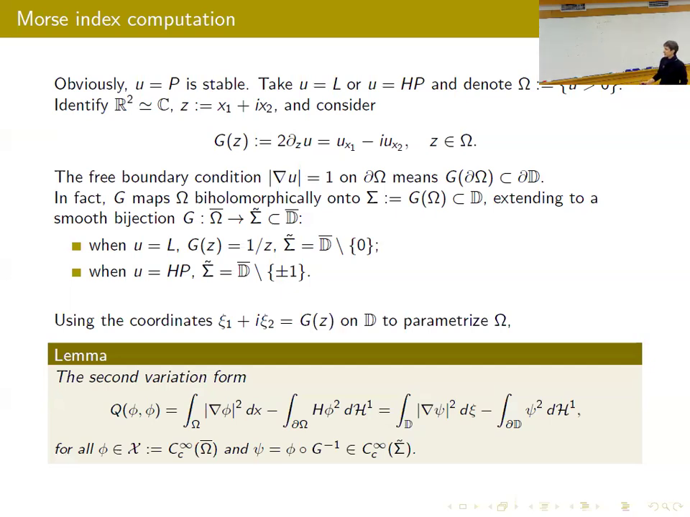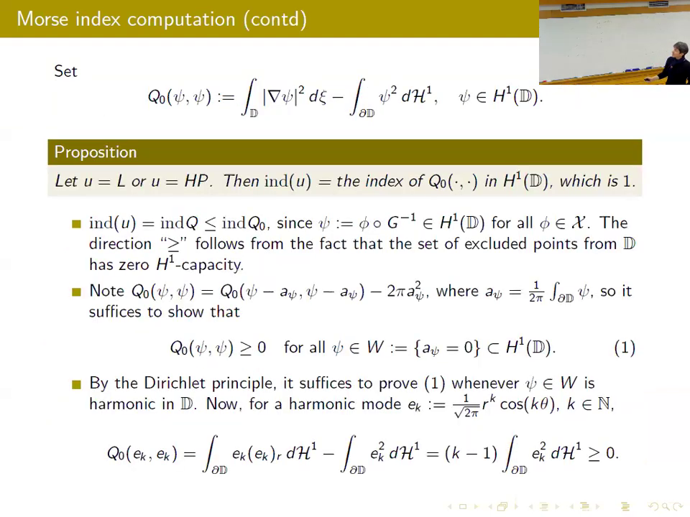So you just have to study now the index of this form on the space H1. And why is this? Because the index of Q, the index of the solution, is defined on the space of smooth functions, C infinity up to the boundary. Under the pullback, this space is inside H1.